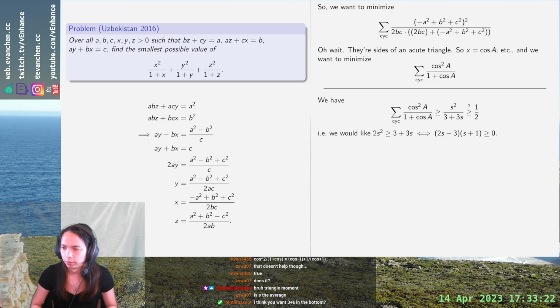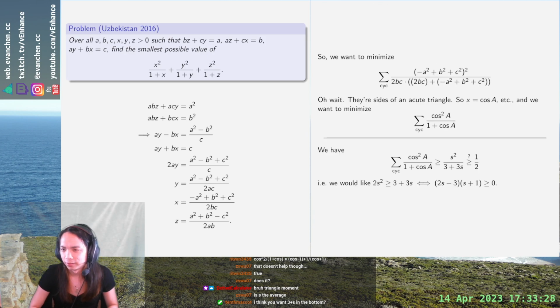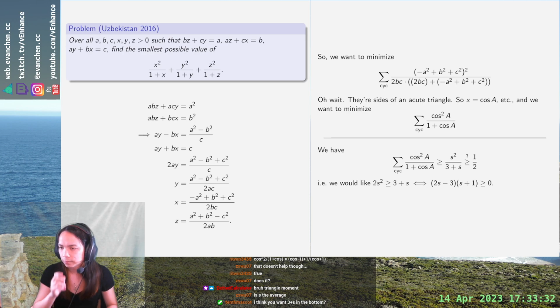And does it go the right way? There's a sense that if I get lucky I'm just done. 3 plus s? Yes, sorry, you're correct. 3 plus s. Yeah, that was why I was almost working it out. Okay, cool. So then the question is, is the sum of cosines in a triangle at least 3 halves? Because if so, we're fine.